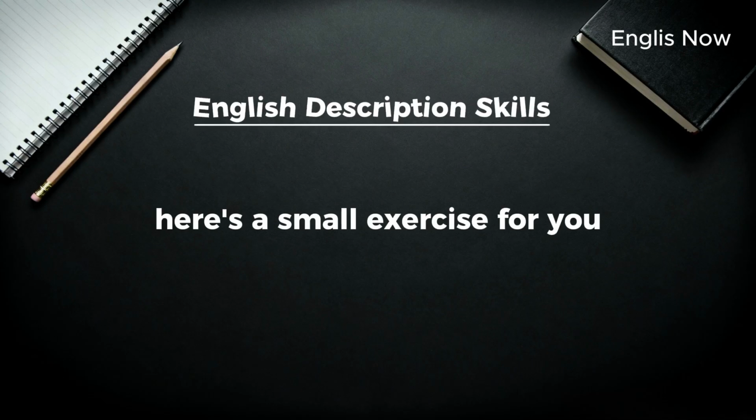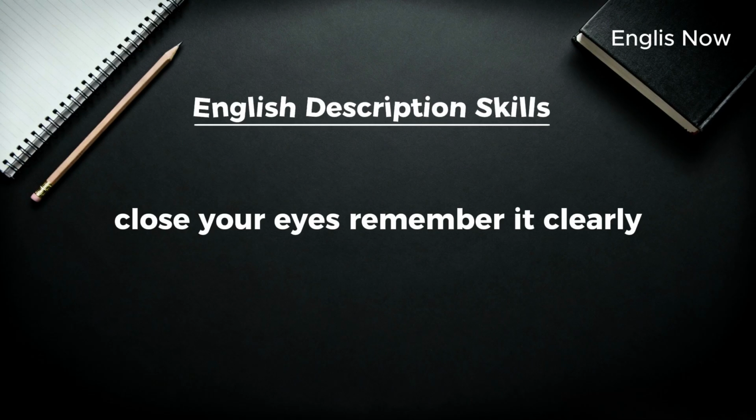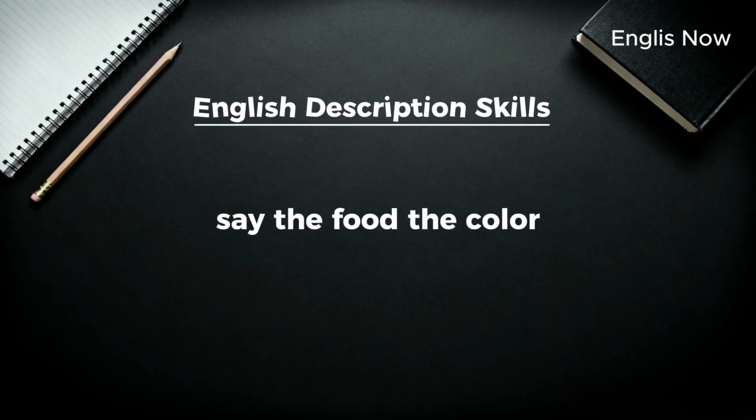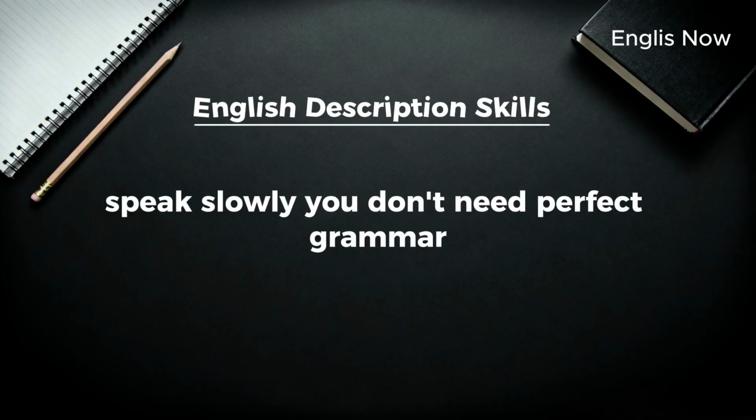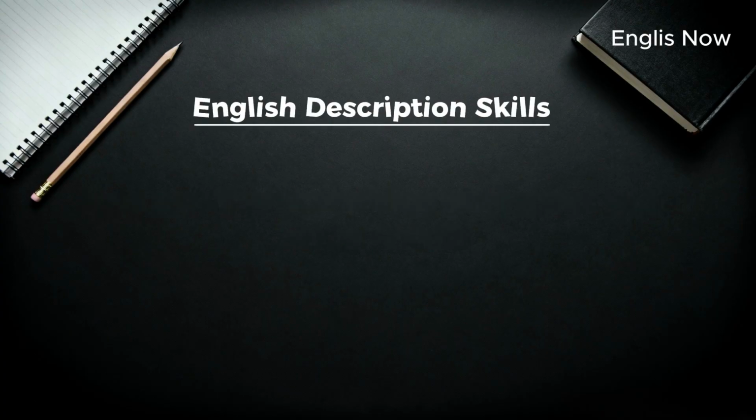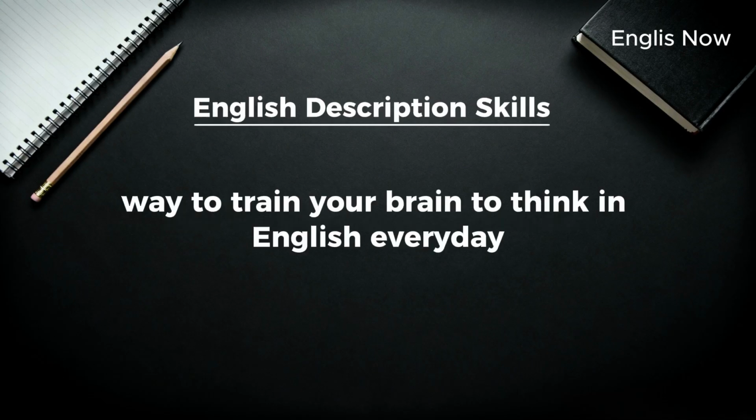Here's a small exercise for you. Think of something you ate yesterday. Close your eyes, remember it clearly, and now try to describe it aloud in English. Say the food, the color, the taste, the smell, the time, and the place. Speak slowly. You don't need perfect grammar. Just practice describing with more and more details. This is a simple but powerful way to train your brain to think in English every day.